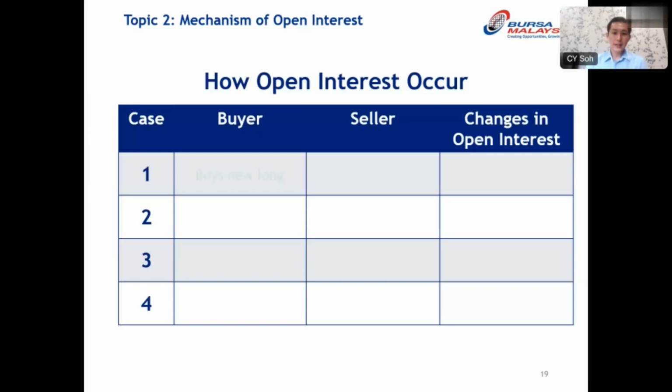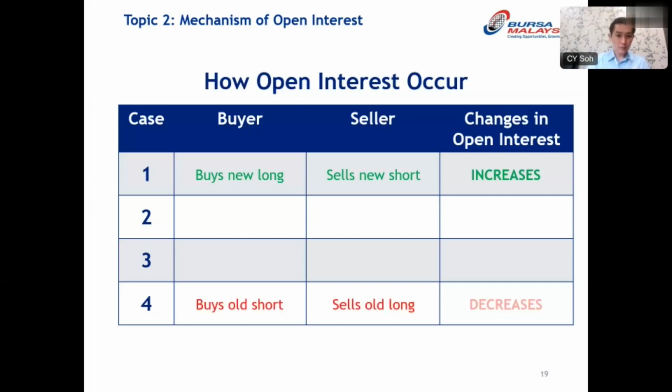In the first case, both new buyers and new sellers are entering a new position and a new contract is created. So both parties enter the market, and there is an increase in market participants. Open interest will increase. And for the next one, I will temporarily skip case number 2 and case number 3 for a moment, and I will come back to this later. I will straight away jump to case number 4. It's easier for you to understand that way.